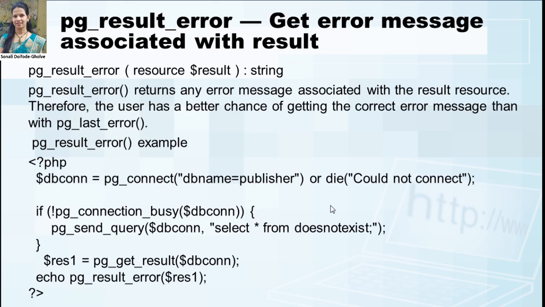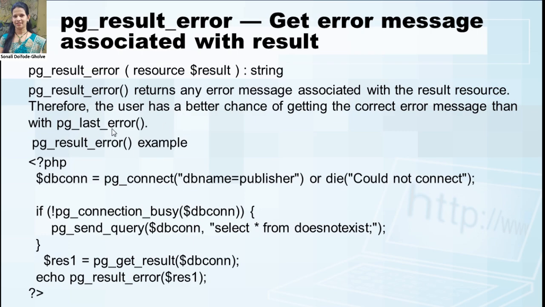Next function we will see is pg_result_error. All the functions we are using, we can use in a single example or in different examples. This function returns any error message associated with the result set. It returns an empty string if there is no error. If there is an error associated with the result parameter, it returns false. pg_result_error returns any error message associated with the result. Therefore, the user has a greater chance of getting the correct error message than with pg_last_error.